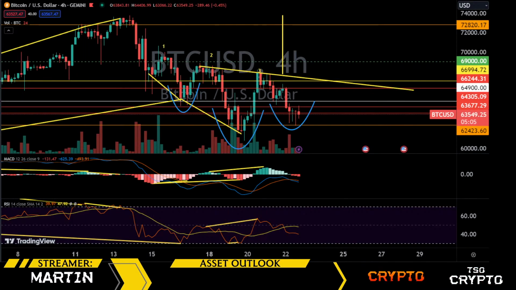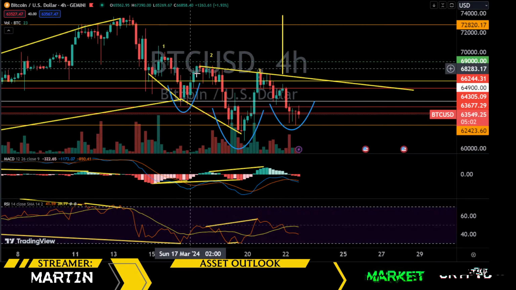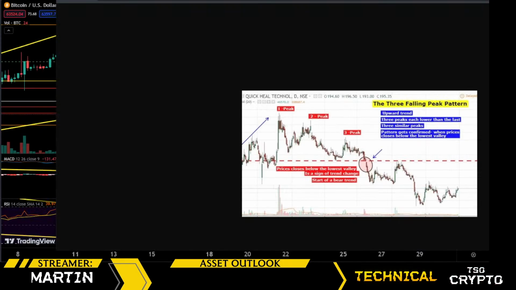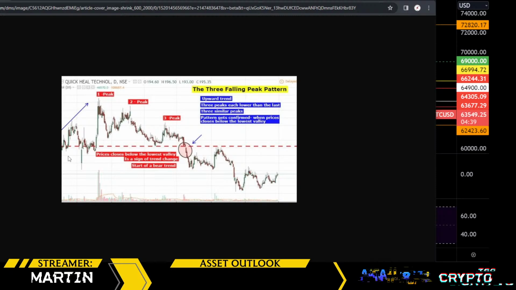3 fallen peaks is a 3. It's a pattern that develops with 3 spikes or 3 peaks as the price is moving down. Let me see if I can get an image for it so you guys can see it. So 3 fallen peaks would basically look like this. 1, 2, 3. Has to be an upward trend. The 3 peaks are lower than the last 3 similar peaks. The pattern gets confirmed when price closes below the lowest valley, right?